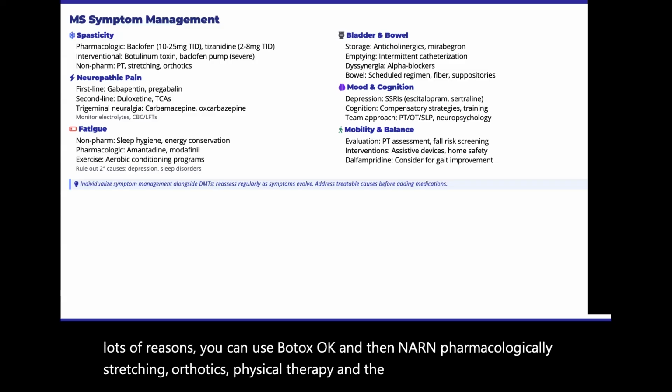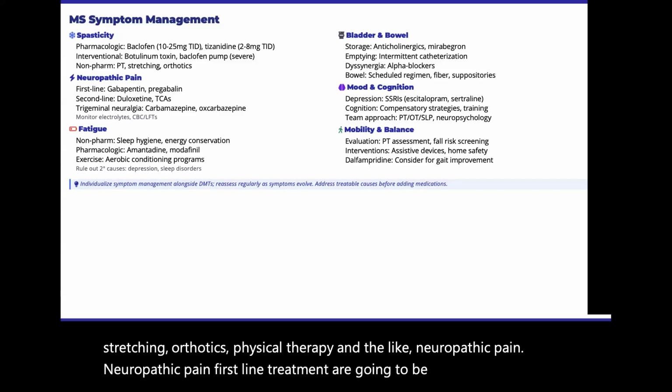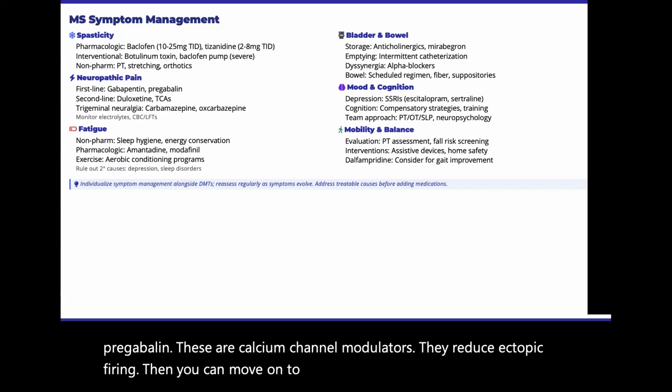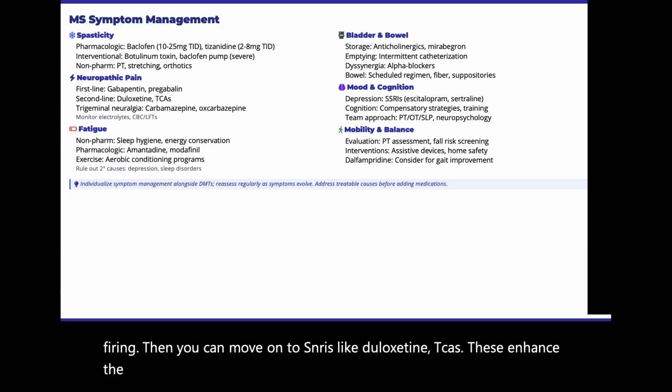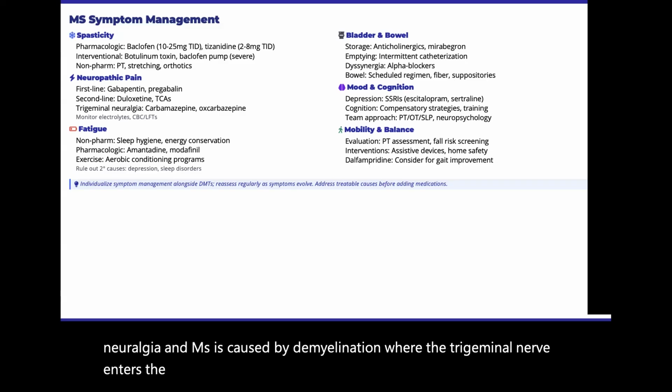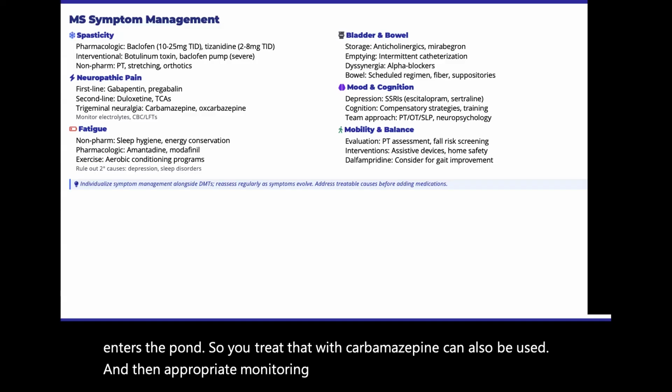Neuropathic pain. First line treatment is going to be gabapentin and pregabalin. These are calcium channel modulators. They reduce ectopic firing. Then you can move on to SNRIs like duloxetine, and TCAs. These enhance the descending inhibitory pain pathways. They take longer. Trigeminal neuralgia in MS is caused by demyelination where the trigeminal nerve enters the pons. You treat that with carbamazepine, and then appropriate monitoring, CBC and LFTs, along the way.